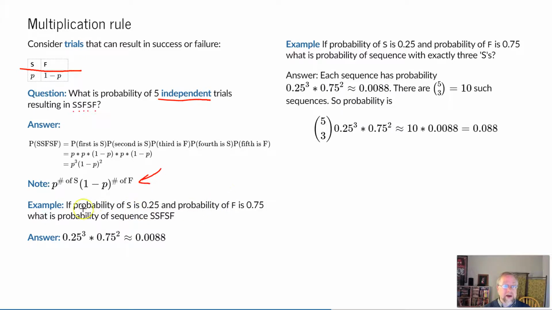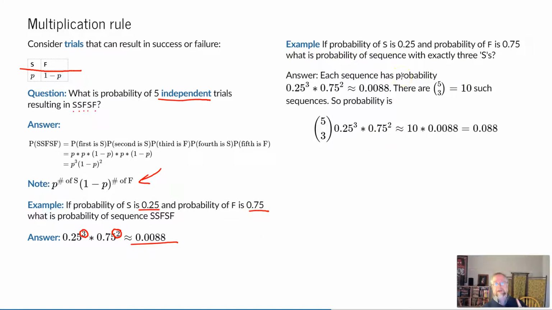So again, if the probability of success is 25% and the probability of failure is 75%, the probability of SSFSF is 0.25 to the 3 successes, times failure, 1 minus 0.25, 0.75, to the number of failures, 2. That's about 0.0088.